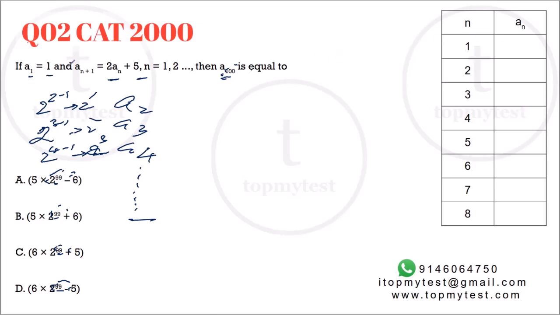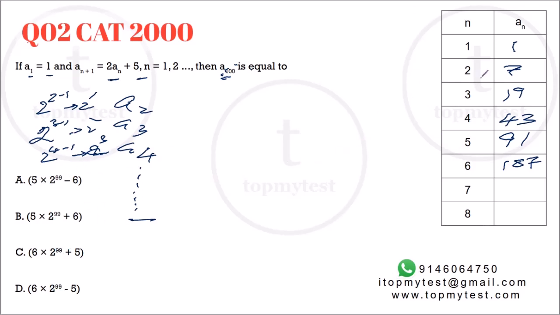Okay. So A1 is 1. A2, twice of the previous term plus 5. 2 into 1 is 2. 2 plus 5 is 7. Twice of the previous term. 7 into 2 is 14. 14 plus 5 is 19. Twice of the previous term. 38 plus 5 is 43. 86 plus 5 is 91. If you want to do it one more time, 91 into 2 is 182 plus 5 is 187. Now, let's check the options.